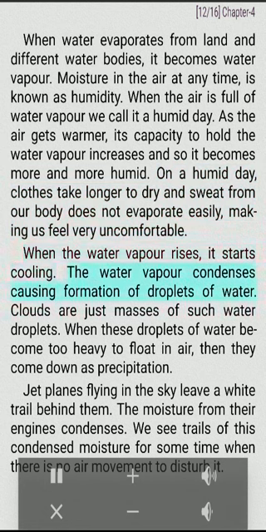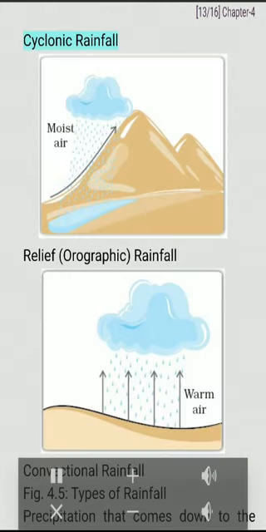When the water vapor rises, it starts cooling. The water vapor condenses, causing formation of droplets of water. Clouds are just masses of such water droplets. When these droplets of water become too heavy to float in air, then they come down as precipitation. Jet planes flying in the sky leave a white trail behind them. The moisture from their engines condenses. We see trails of this condensed moisture for some time when there is no air movement to disturb it.